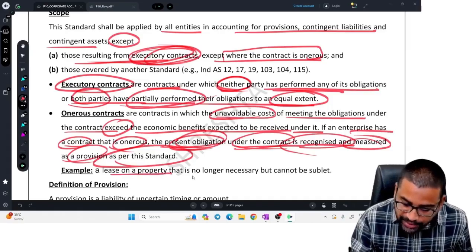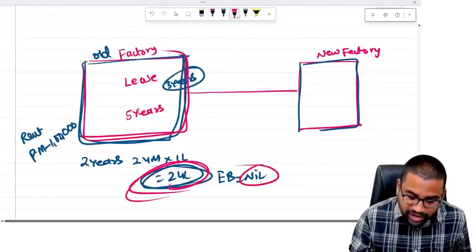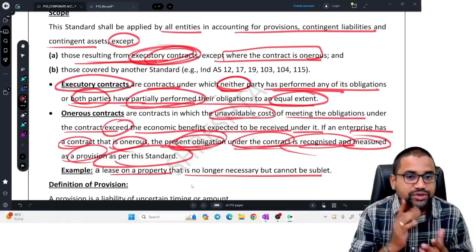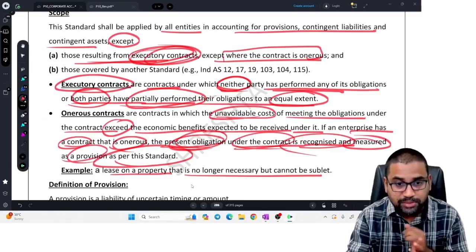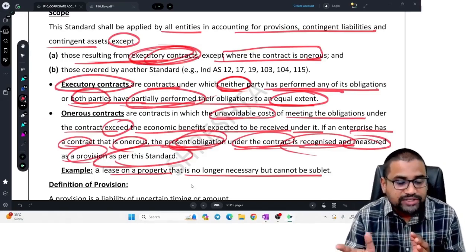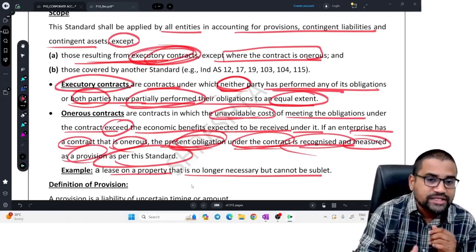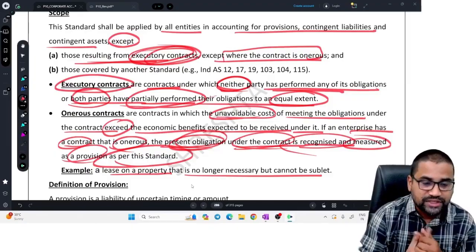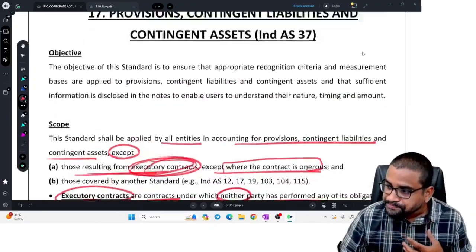Example, a lease on a property that is no longer necessary but it cannot be sublet. Just now I said. So for executory contracts, this standard is not applicable, except where the contract is onerous. If the contract is onerous in nature, this standard is applicable. What is an onerous contract? The cost of meeting the obligation is more than the economic benefits we are going to receive from it. Then the standard is applicable.